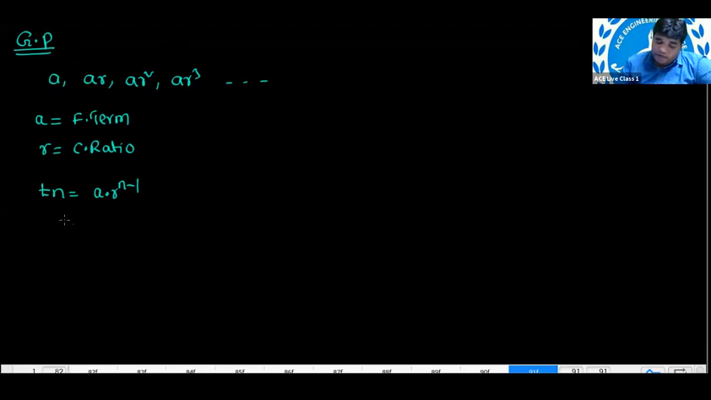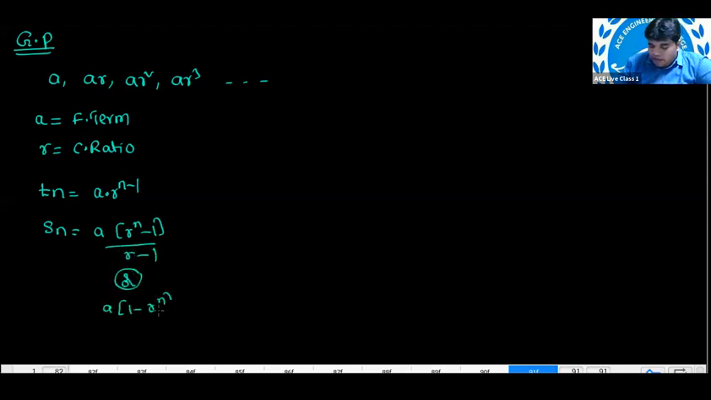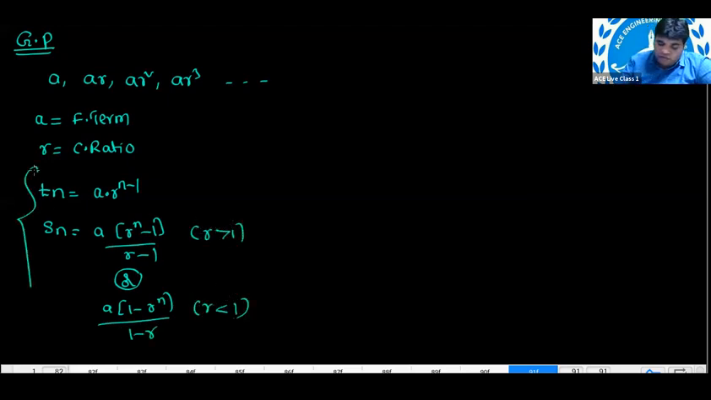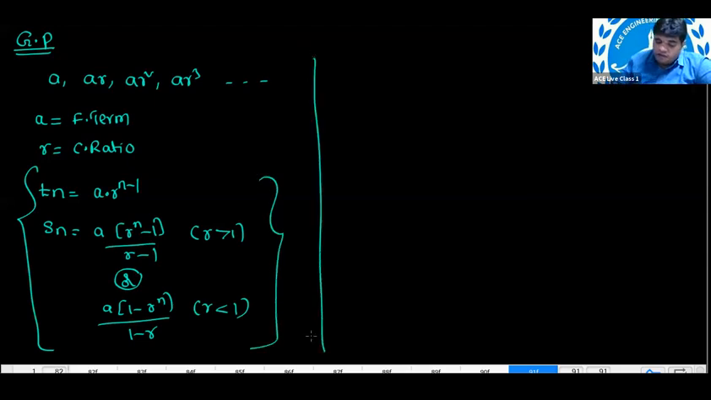Tn is equal to A into R power n minus 1. Sn is equal to A into (R power n minus 1) upon (R minus 1), or A into (1 minus R power n) by (1 minus R). Where R value is greater than 1, use the first; here R value is less than 1. Only 2 points.